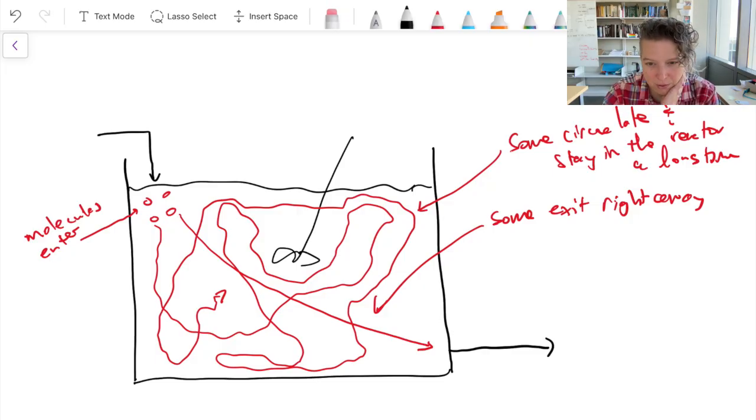So imagine if you have a CSTR and you're operating it to some high conversion, the concentrations inside the CSTR are going to be quite different than in the feed.